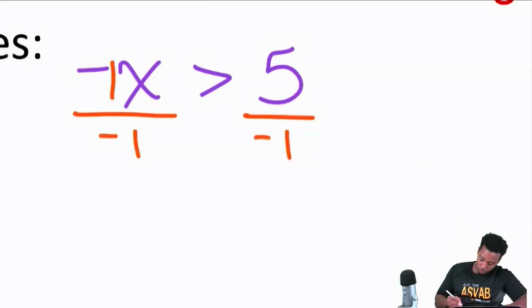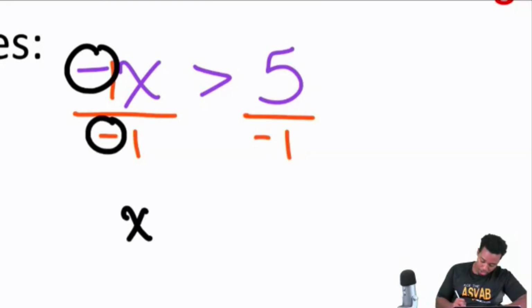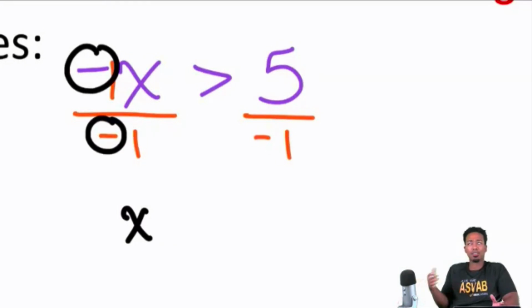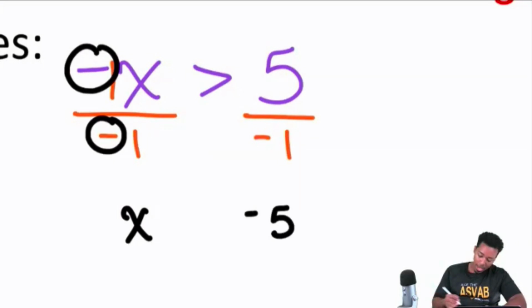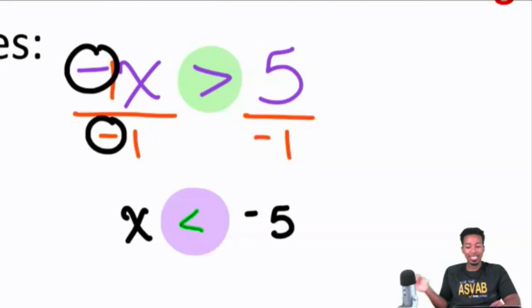And so when we do this here, we're going to end up with a negative and a negative. That's going to make the positive x. And then the 5 becomes a -5 because 5 divided by 1 is still 5, but when you divide by a negative or multiply by a negative, change the sign. That's going to be a -5. And then this right here has to switch. So I'm going to use alternate colors here to make sure you see that. Got to make sure you do that.